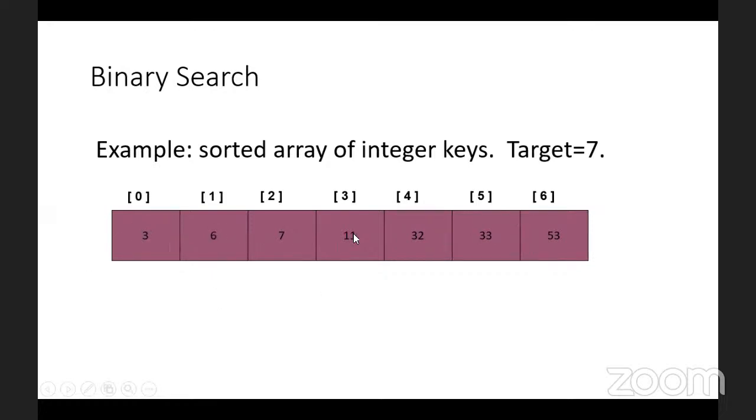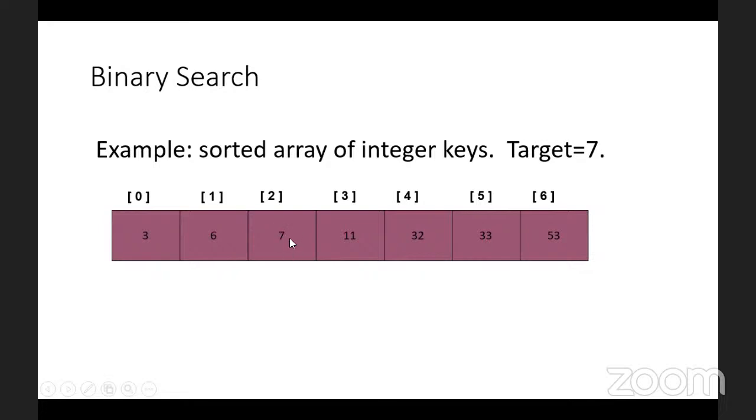3, 6, 7, 11, 32, 33, 53. All the elements are arranged in ascending order. You know the ascending order and descending order, like the elements should be increasing. For now, which element do you want to search? That is target equal to 7. Number 7 you want to search.